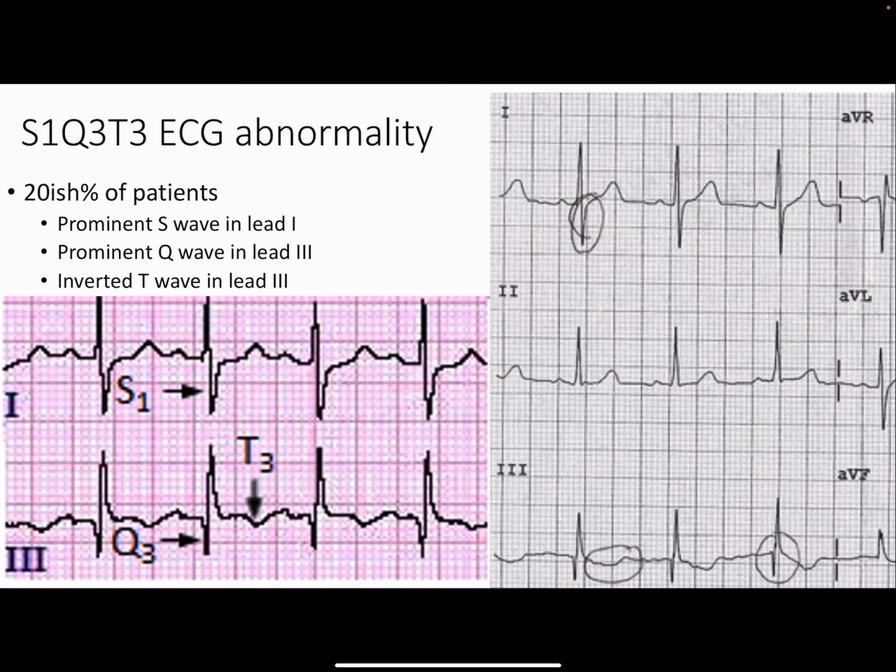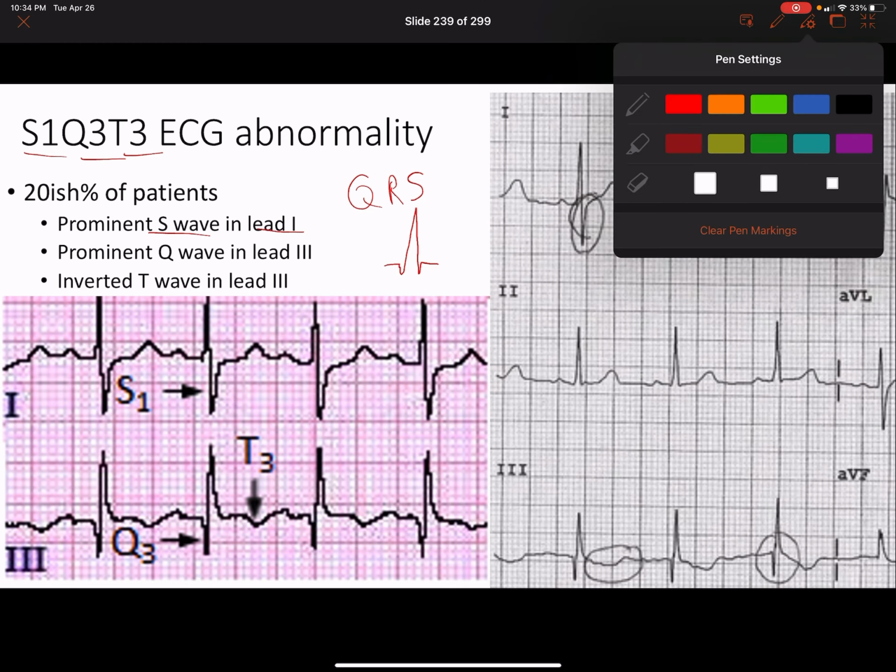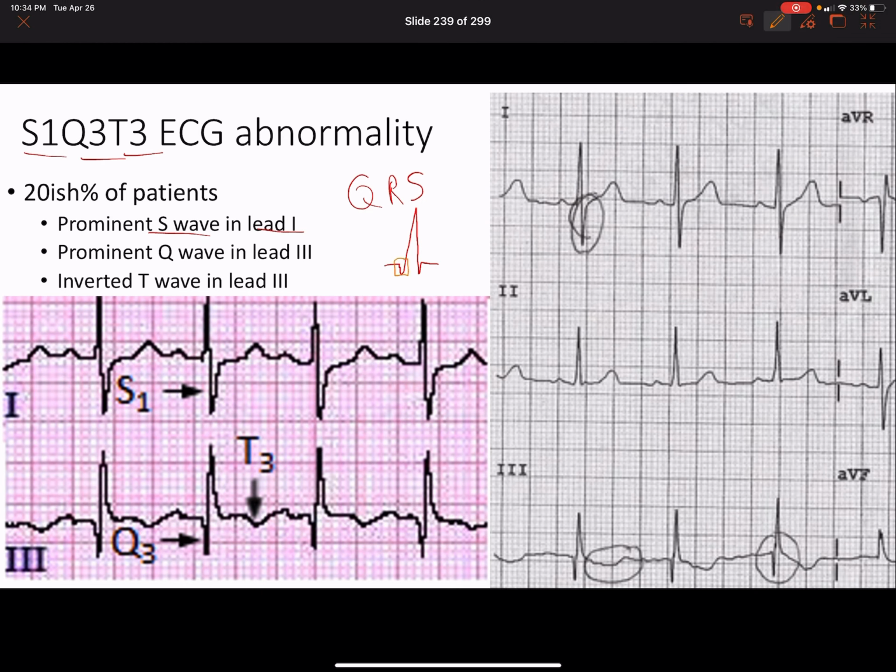So in about 20% of pulmonary emboli, you're going to see an S1Q3T3 ECG abnormality. That means that there's a prominent S wave in lead 1. So remember, it's a QRS. It should go sort of like this, down a little bit, up a lot, and then maybe down a little bit like that. That should be my Q. This whole thing should be sort of like the R, and this little thing here should be the S.